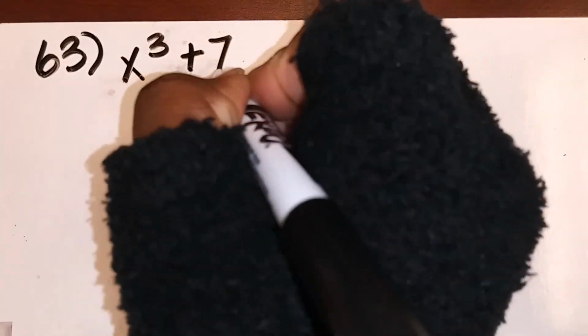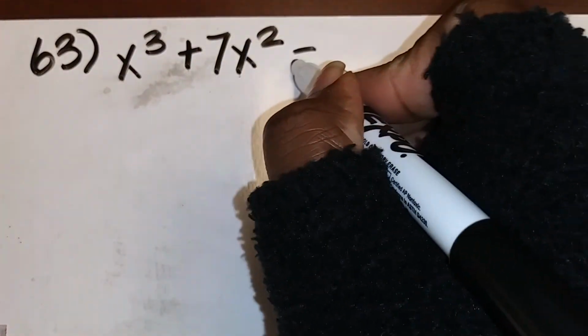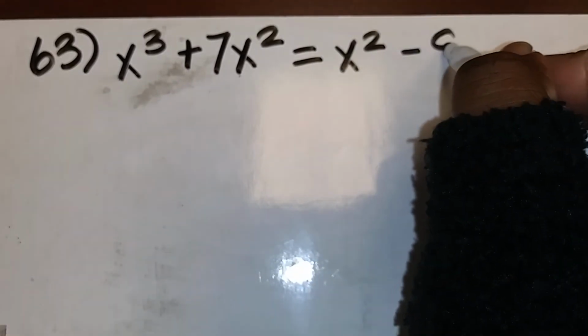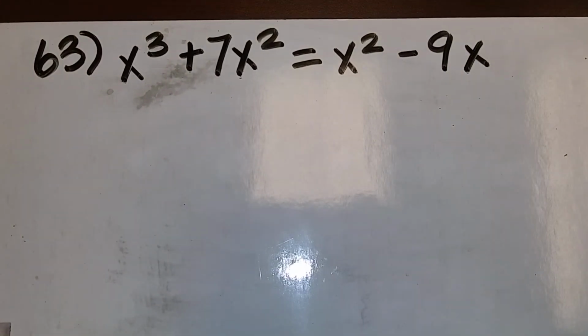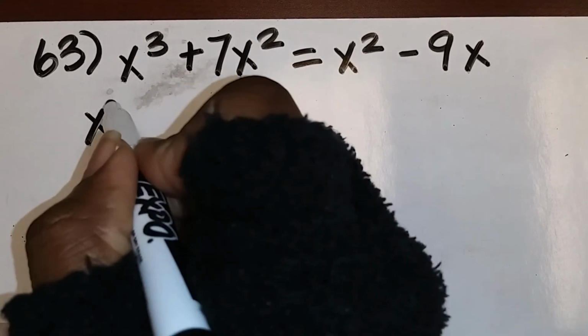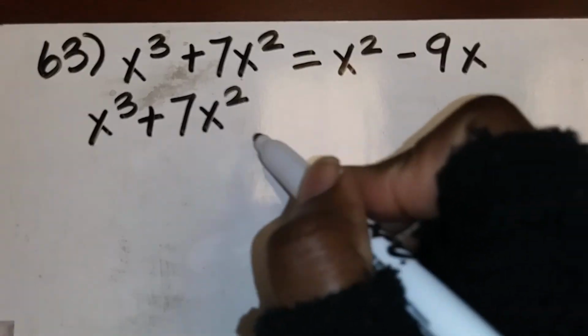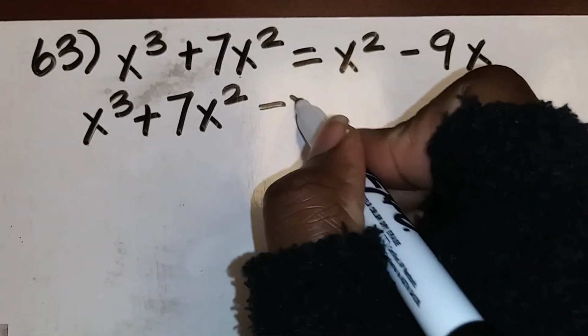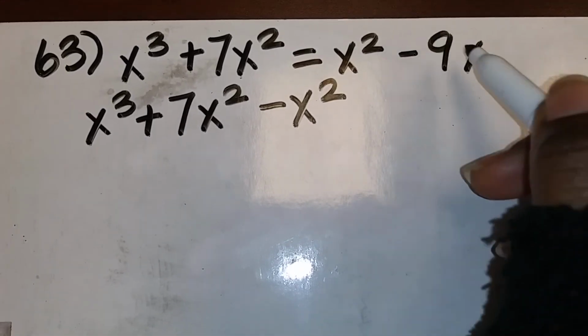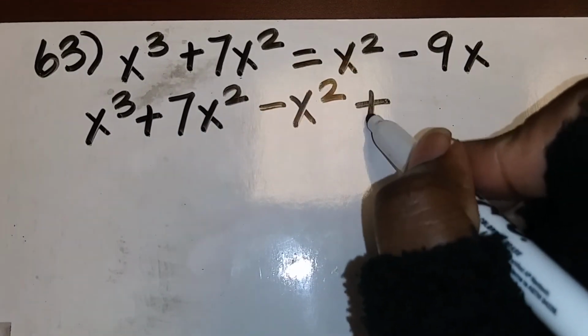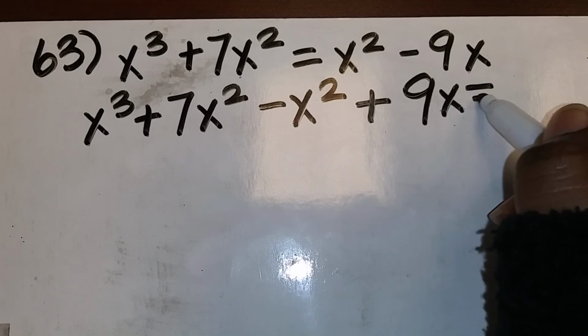We have x to the third plus 7x squared equal x squared minus 9x. Again, we are solving. We want to write it in factor form. We want everything to equal 0. So let's do that first. I have x to the third plus 7x squared. When I move x squared over to the left, it becomes minus x squared. When I move minus 9x to the left, it becomes positive 9x. And I set it equal to 0.